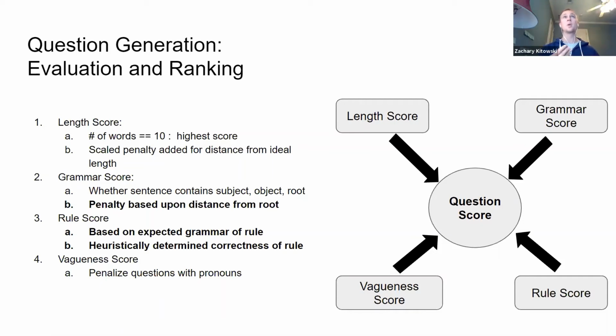Our rule score is based on the expected grammar of the rule. So we found that some rules generate questions with a very high confidence that they're going to be good grammar, whereas some generate some questions with great grammar and some questions with terrible. And so we had to basically determine the correctness of a rule and assign it a proper score. The final is a vagueness score, which penalized questions with pronouns.